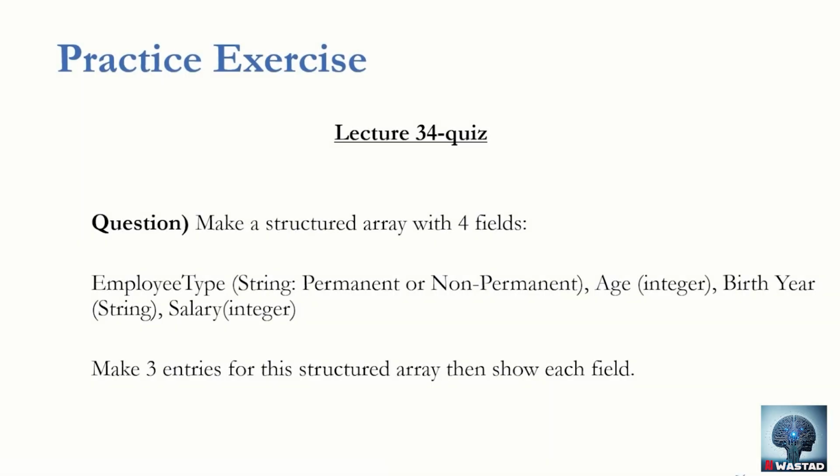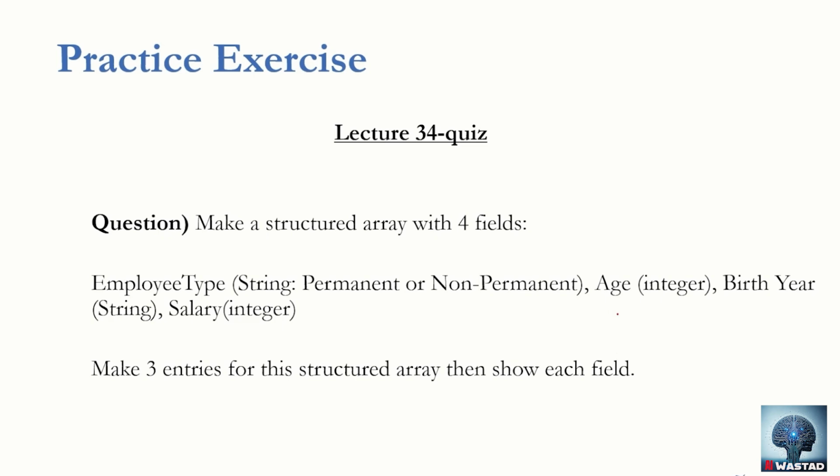So we're learning structured arrays. In lecture 34 we've learned structured arrays. So let's make one. Our task is to make a structured array with 4 fields. The fields are employee type, which is a string. It should be permanent or non-permanent. The input should be permanent or non-permanent, right?